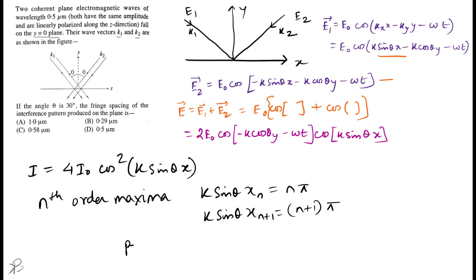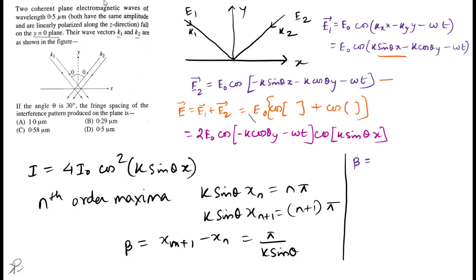So we can write beta equal to x_(n+1) minus x_n, which will be pi by k sine theta, right? Let me draw a line here and I can solve the rest of the part. So we got beta equal to pi by k sine theta, which is the fringe width, right, fringe spacing.